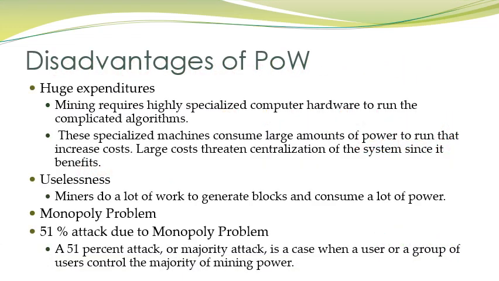There are various disadvantages of the proof of work algorithm. In the previous session we have studied that proof of work is a mining algorithm, a consensus algorithm. In the proof of work algorithm, if the miner wants to propose a block in the Bitcoin network, then the miner has to solve the mathematical puzzle, and for solving it a lot of energy is required. Then the computer should be powerful. So there are huge expenditures for the proof of work consensus algorithm.